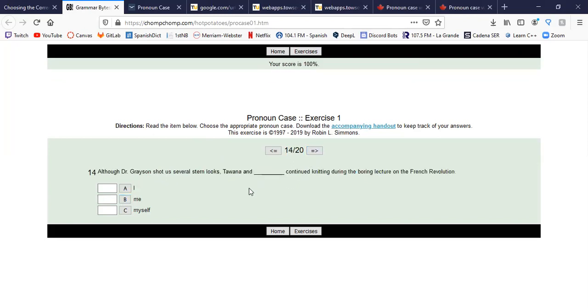Number 14. Although Dr. Grayson shot us several stern looks, Tawana and blank continued knitting during the boring lecture on the French Revolution. So pause the video and figure out the answer. Okay, so in this case, we have I, because Tawana and I are the subjects of this sentence. Tawana and I continued knitting during the boring lecture on the French Revolution.